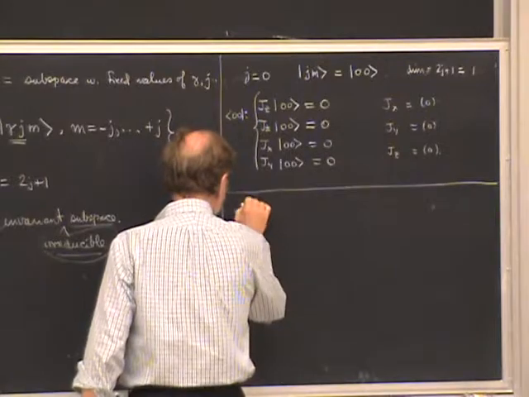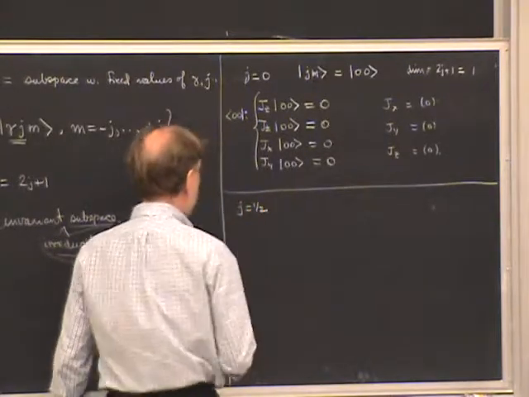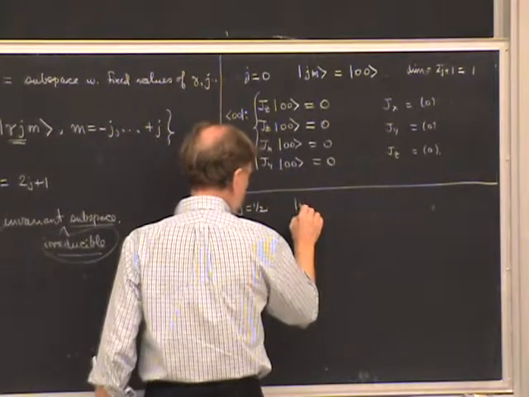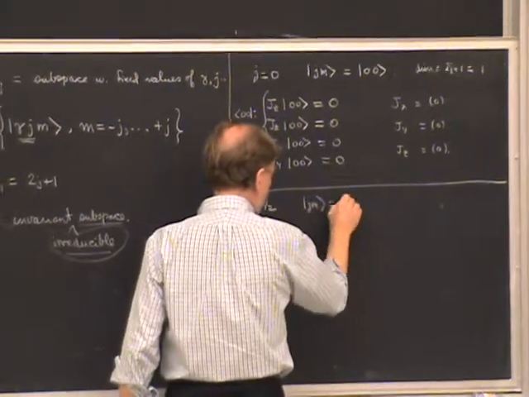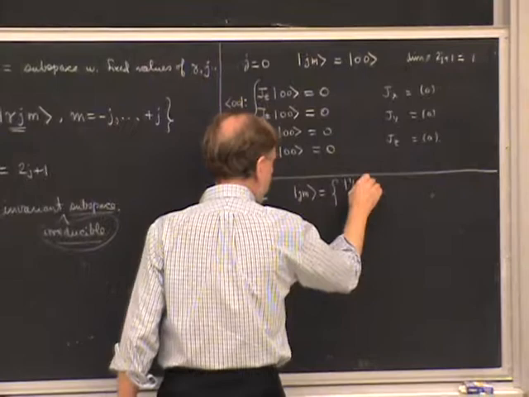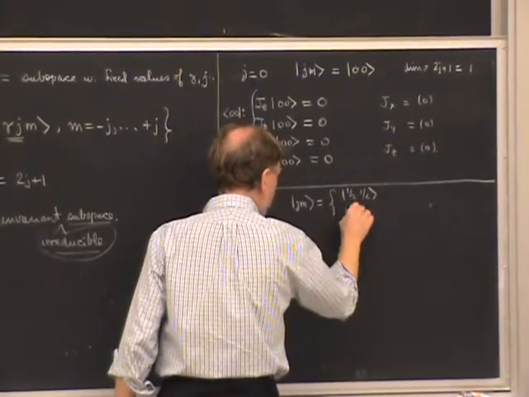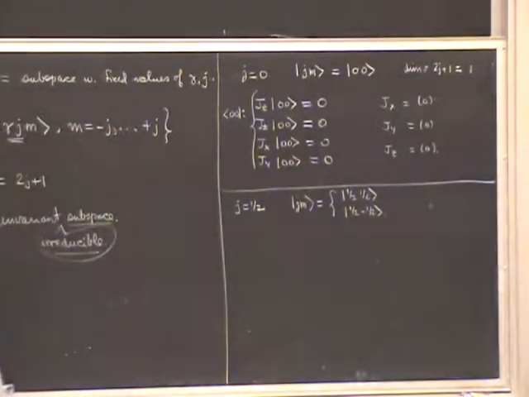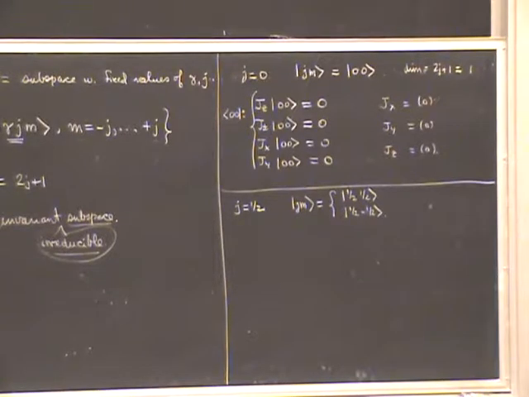Now, let's take the case j equals 1/2, and I hope I have both here in this little box. If this is the next value of j up, in this case, the basis vectors |jm>, there's two of them. There's |1/2, 1/2>, and there's |1/2, -1/2>. And Jz is diagonal in m, in the magnetic quantum number, and it just brings out the m value.